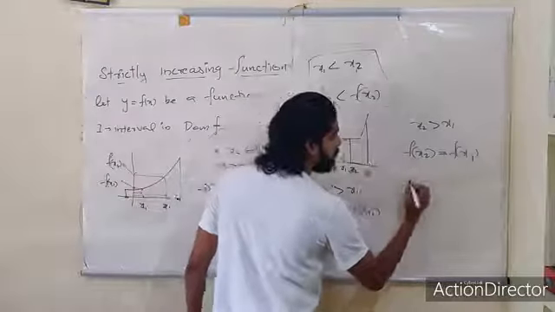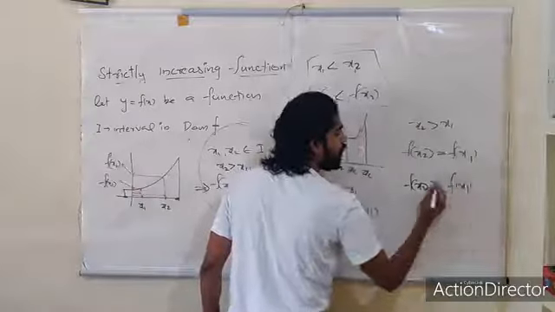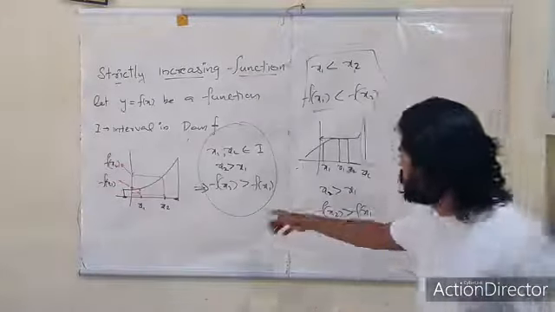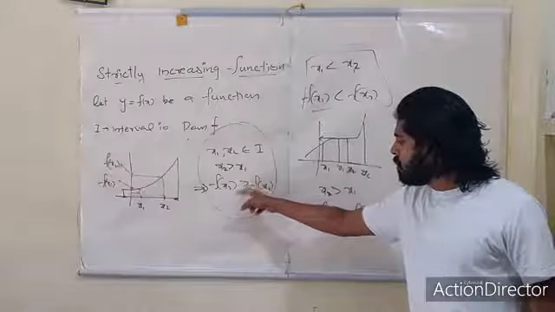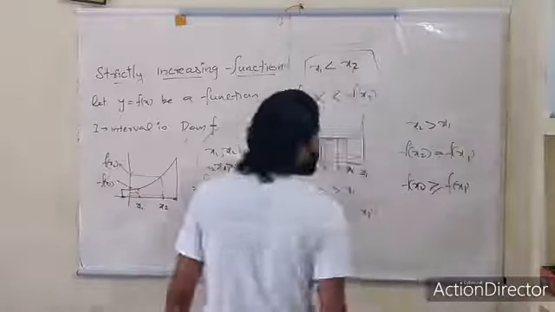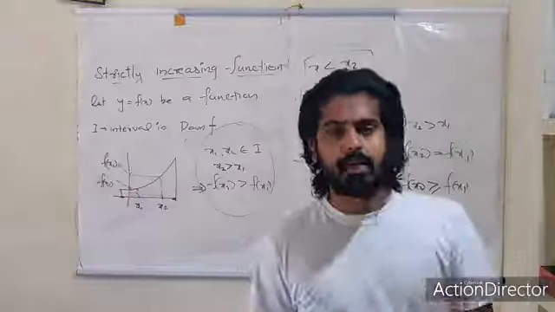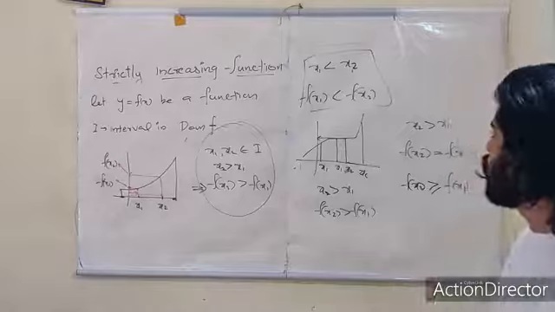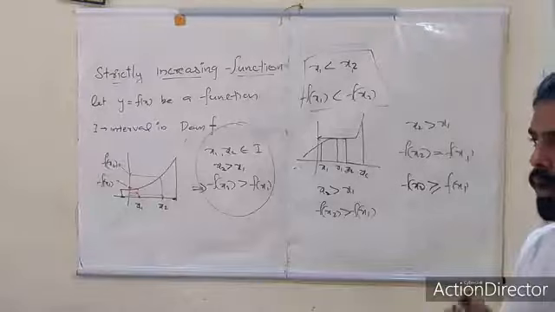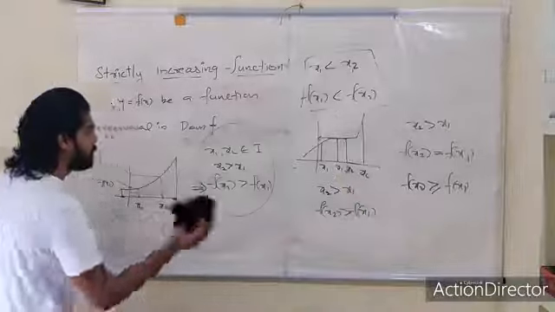So if it is an increasing function, we say f of x2 is greater than or equal to f of x1 whenever x2 is greater than x1. If f of x2 is greater than f of x1, then we can say strictly increasing. If f of x2 is greater than or equal to f of x1, then we can say just increasing. Now let's check what strictly decreasing and decreasing functions will be. Maybe you already have an idea of the condition for decreasing and strictly decreasing. So let's move to that.